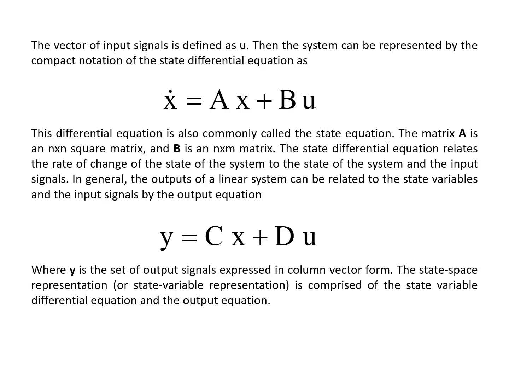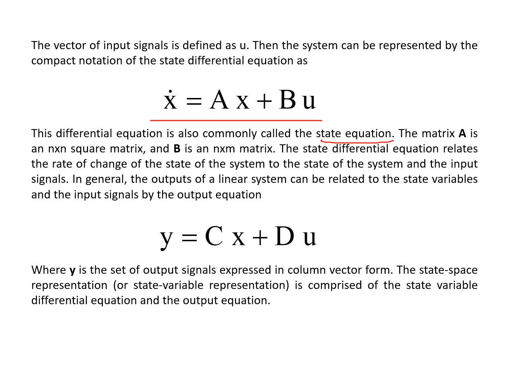So the vector of the input signal is defined as u. The system can be represented by the compact notation of the state differential equation as x dash is equal to Ax plus Bu, where A is your coefficient matrix and B is the coefficient matrix for the input. X is your state variable matrix and u is your input matrix. So the differential equation is commonly called the state equation.